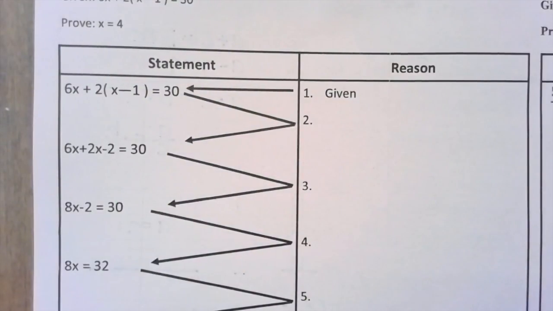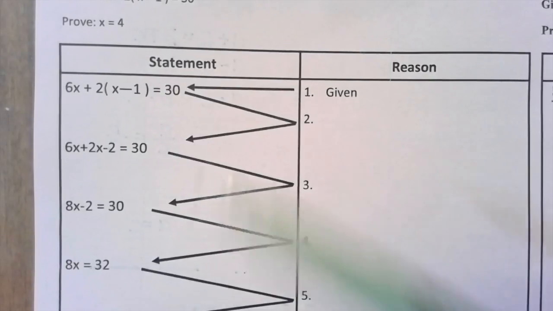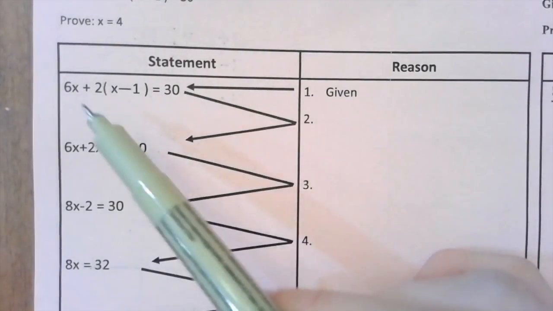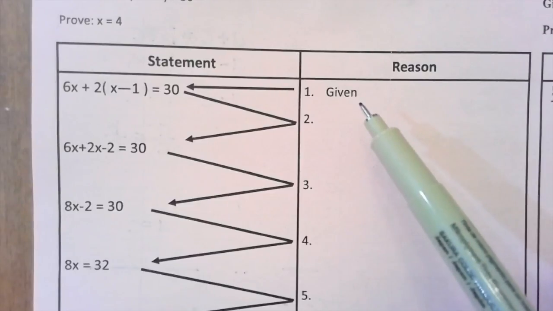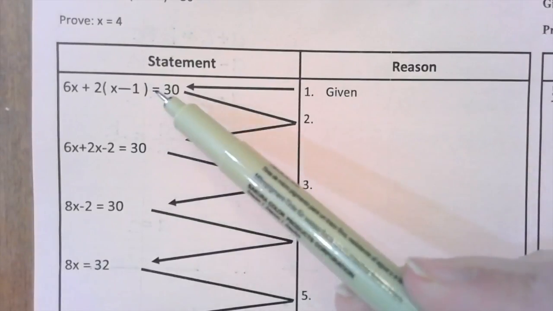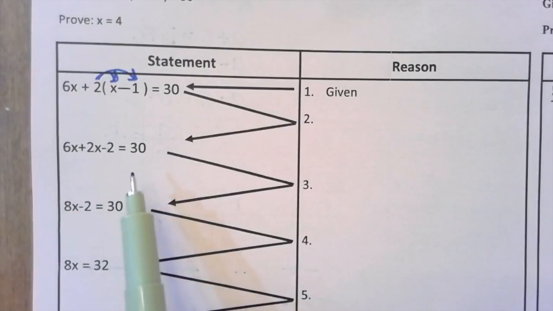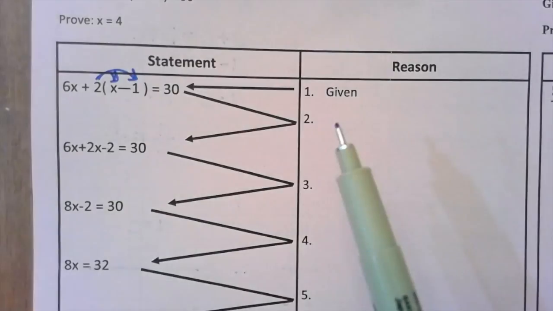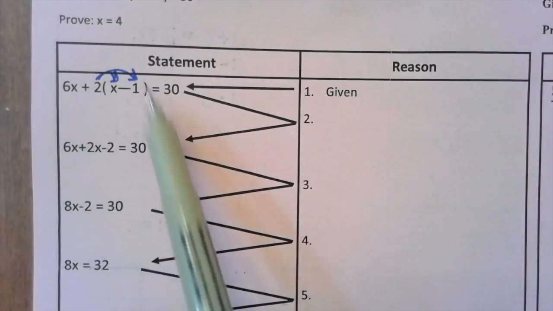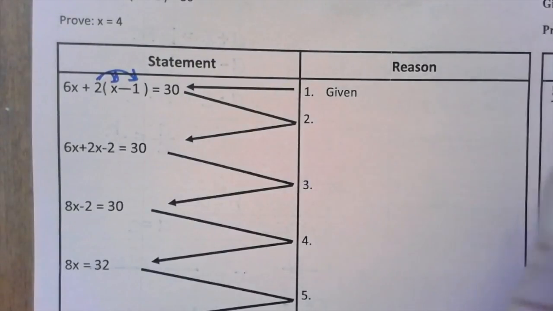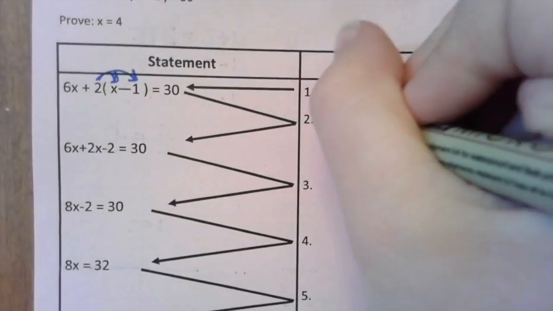So we're given that 6x plus 2 times x minus 1 equals 30, and we need to prove that x equals 4. So the first thing we always start out with is the given, and that's the equation we were given, and our reason is that it was given. And now we need to figure out, well, what was this next step? How did we jump from here to here? Well, we distributed the 2 to the x and the negative 1 and got 6x plus 2x minus 2 equals 30. So now we've got to figure out the reason for that, which property it was. Well, we had to distribute, so that would be because of the distributive property. So that's what we would write as our reason.